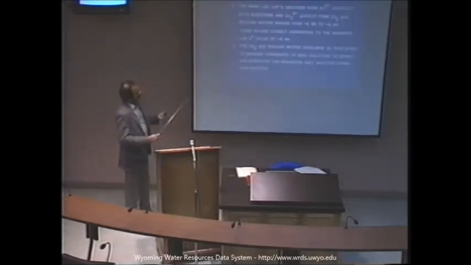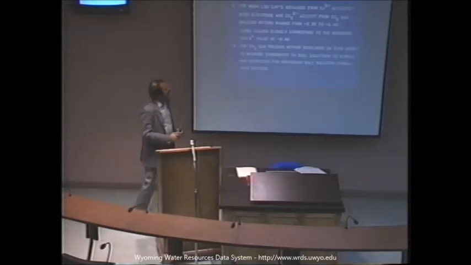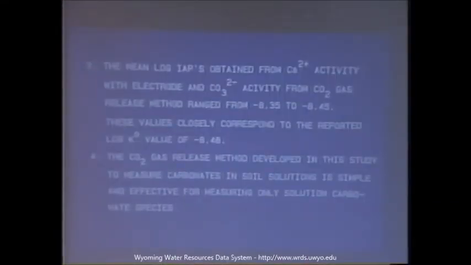Okay, the conclusions, I think, almost. The mean log ion activity products obtained from calcium activity with the electrode and carbonate activity with the CO2 gas release method ranged from minus 8.35 to minus 8.45. Those values are very close to equilibrium with calcite. And the CO2 gas release method presented here is much better than the direct titration method.